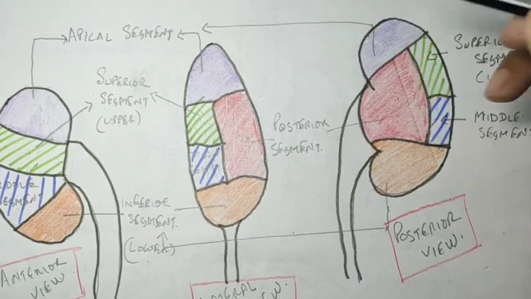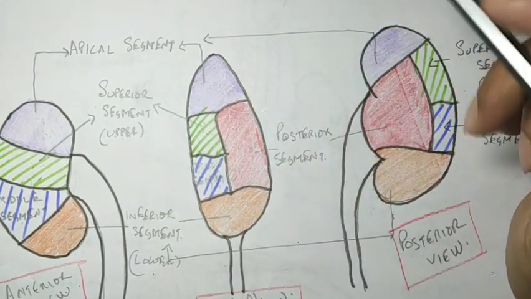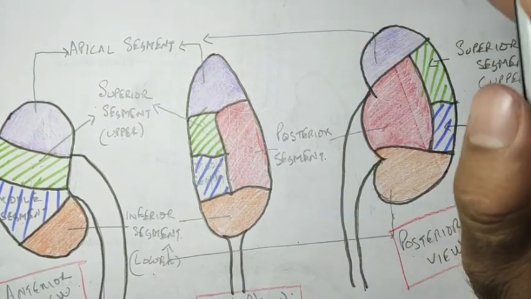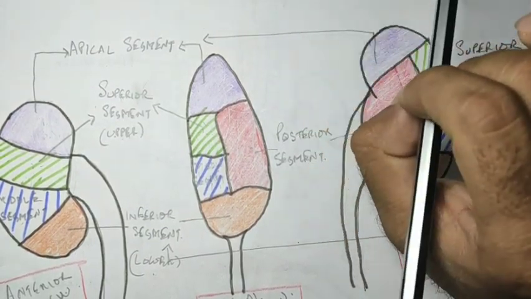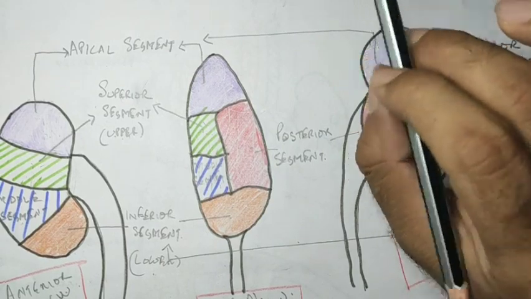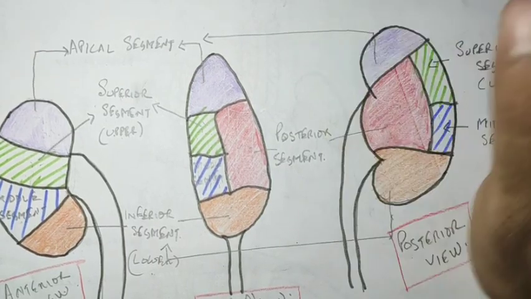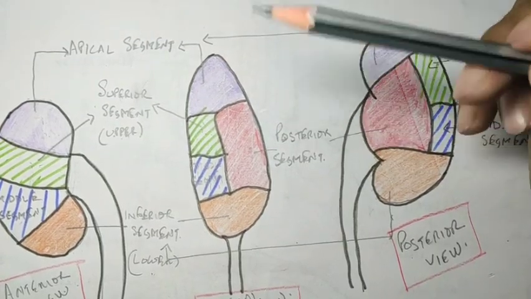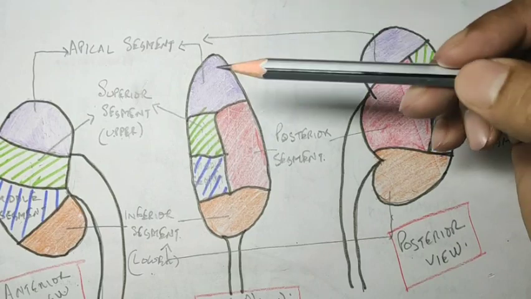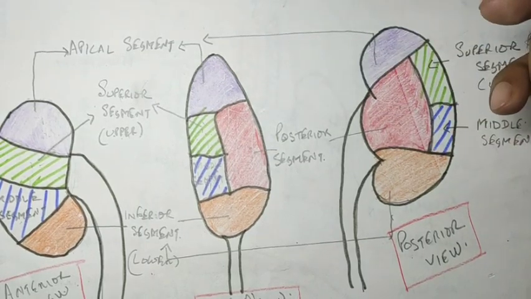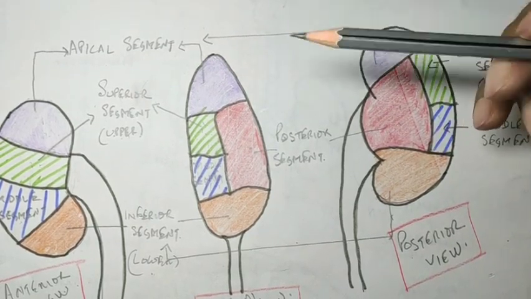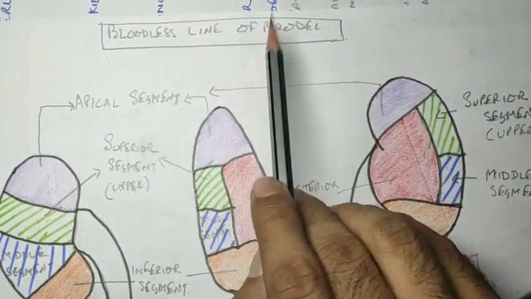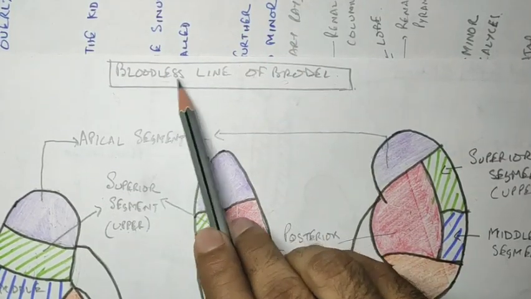So there is one more thing that we should know about the junction between the areas. We have already told you that the renal artery goes inside the hilum and it divides into anterior and posterior divisions before getting divided further into the segmental arteries. So the junction between the areas supplied by the anterior and the posterior branches or divisions of the renal artery is called Brodel's line. So I have written the bloodless line of Brodel. Is it visible? Yeah, bloodless line of Brodel.